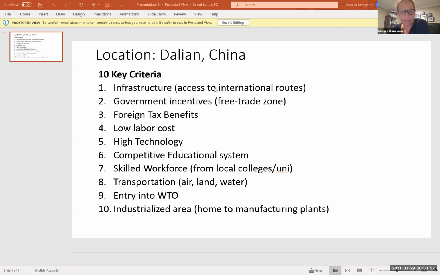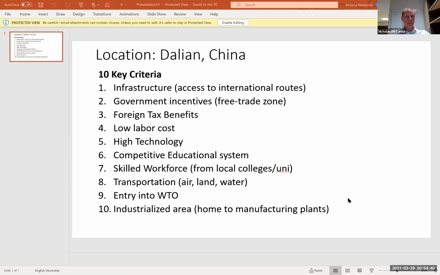So infrastructure, especially around access to international routes because of their airports and ports, government incentives like the free trade zone, foreign tax benefits, labor costs, high technology, competitive education system through the partnerships with the universities that they've got, the skilled workforce that comes out of that as well, and then transportation linked to the infrastructure, and then China's entry into WTO and the industrialized area, so home to manufacturing plants already. That was how we criteriated it in terms of priority.